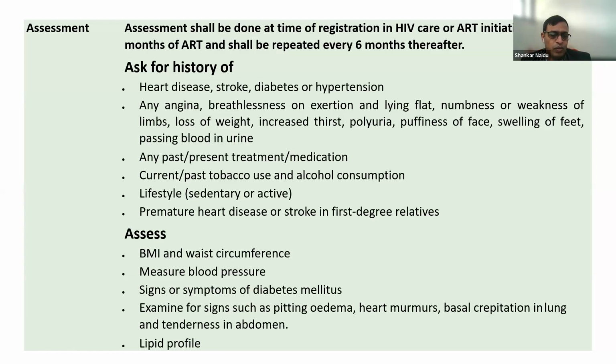As far as the clinical assessment is concerned, all patients should have a baseline BMI and waist circumference. Blood pressure should be measured at baseline and after 6 months. Then signs and symptoms of diabetes should be looked for. Then examine for signs of various end organ damages like pitting edema, presence of heart murmurs or basal crepitations in the lungs, and a lipid profile should be obtained at baseline.